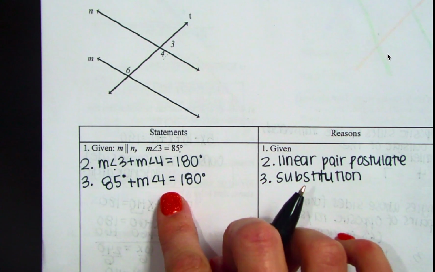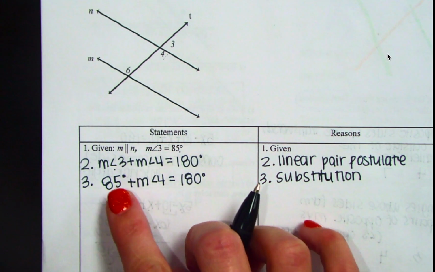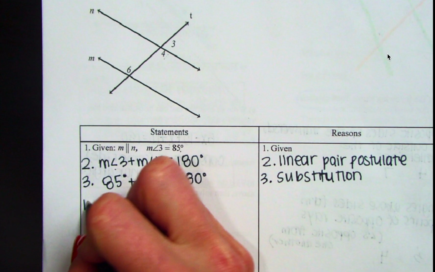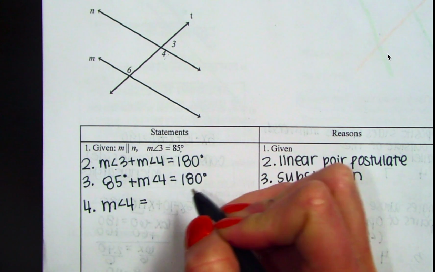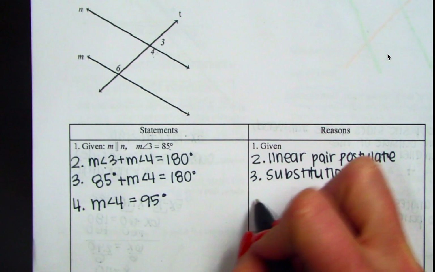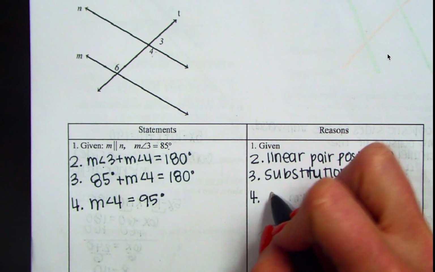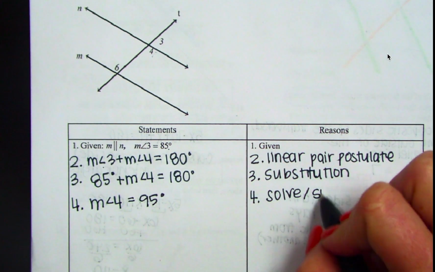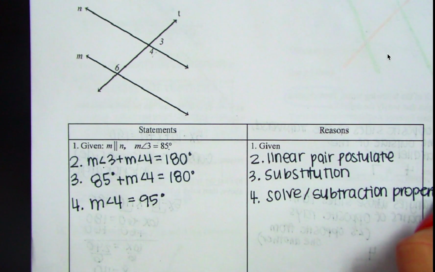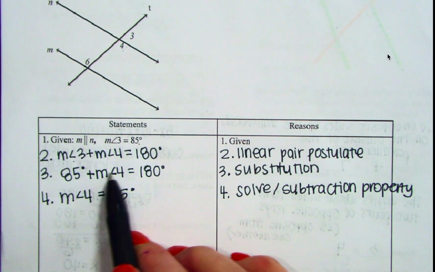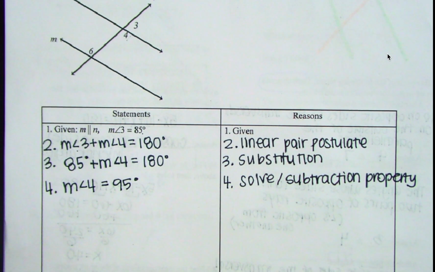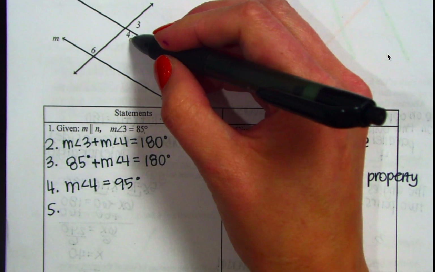Now, based on this, I'm able to find the measure of angle 4. If I subtract 85 from both sides, I solve to get the measure of angle 4. So the measure of angle 4 is equal to 180 minus 85, which is 95 degrees. Your reason for that is the subtraction property of equality. I'll just write subtraction property because we solved by subtracting 85 from both sides. And so we got that the measure of angle 4 is 95.